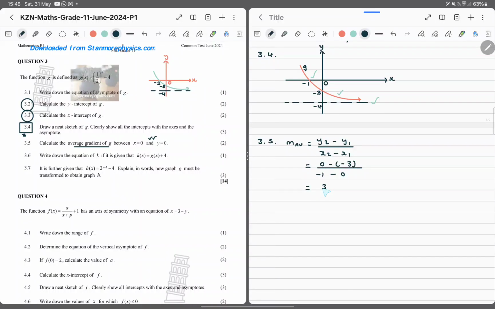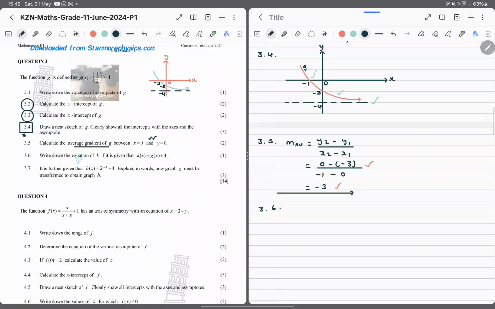So this is going to be 3 divided by minus 1, which is minus 3. So it's good, it's a negative gradient. I can accept the answer. It's just going to be a matter of my substitutions. This is the average gradient, basically the gradient through the x and y intercepts. How many marks there? 2. So substitution, answer.